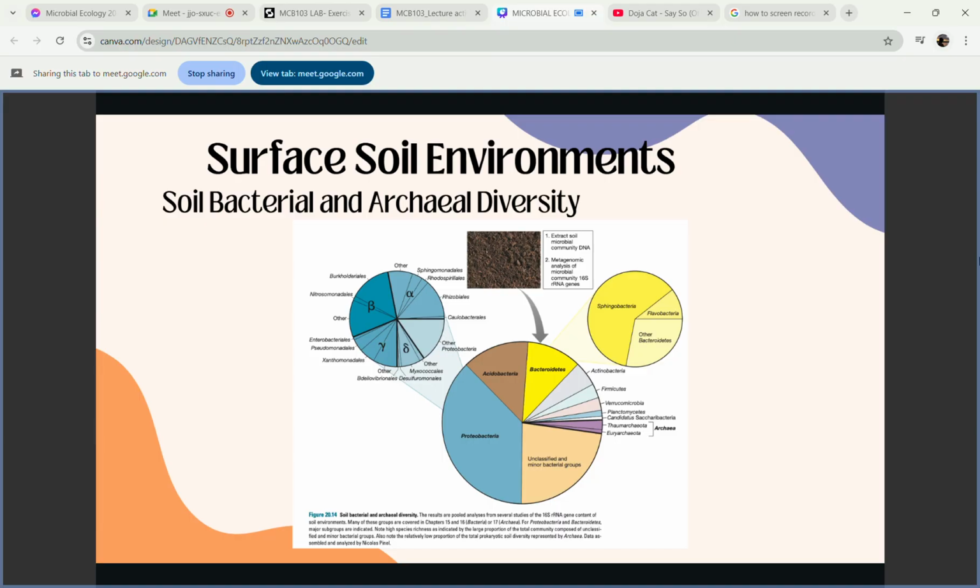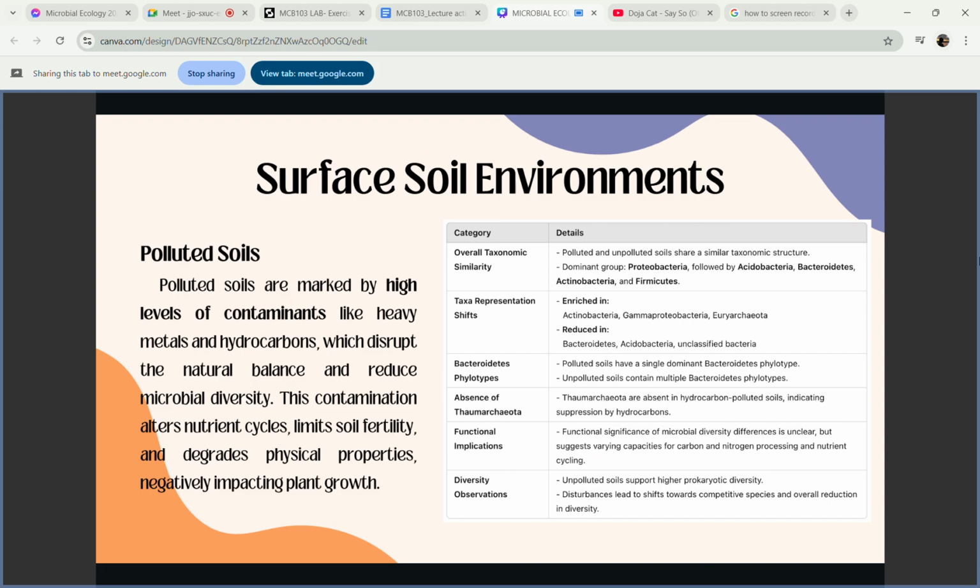So next slide, please. Not all soils are healthy, there are also polluted soils. These soils contain high levels of contaminants, like heavy metals and hydrocarbons. This disrupts the natural balance and reduces microbial diversity.